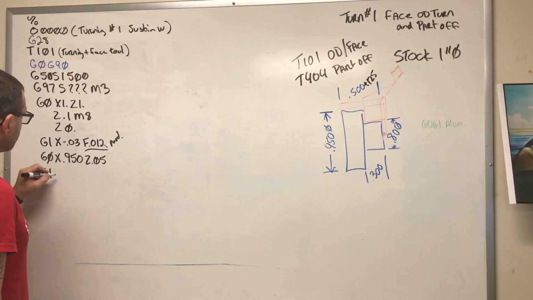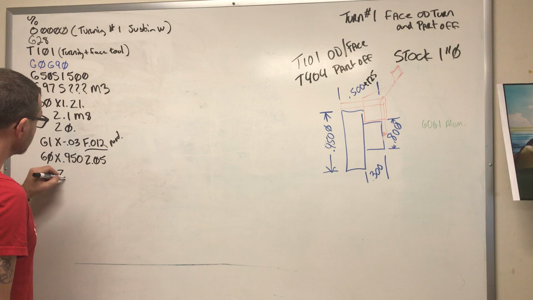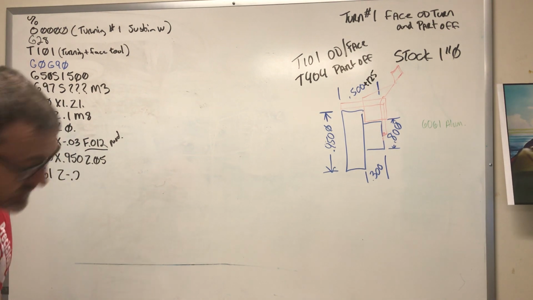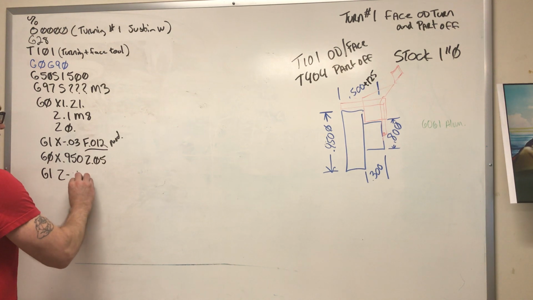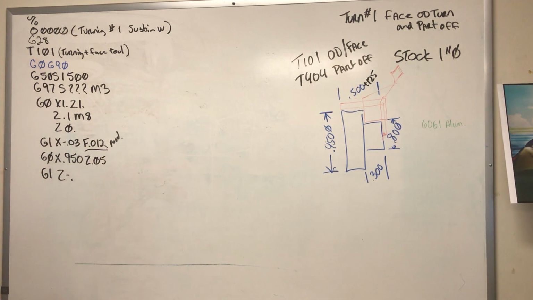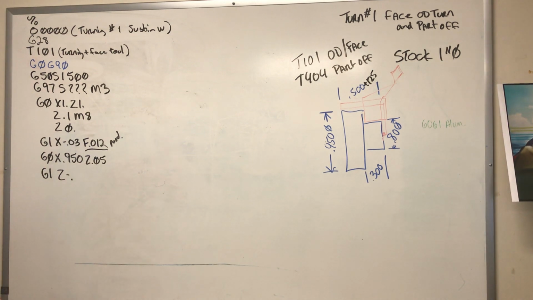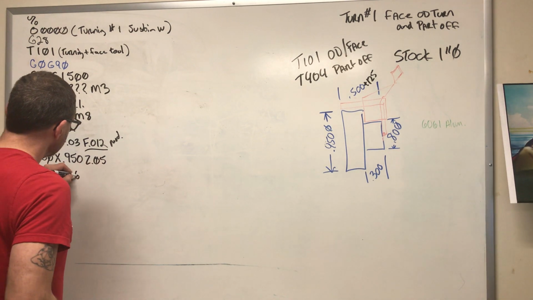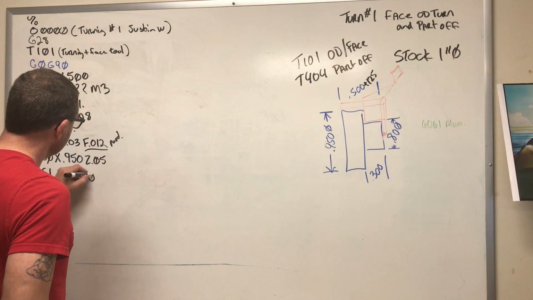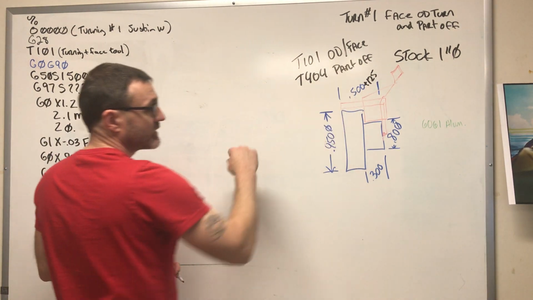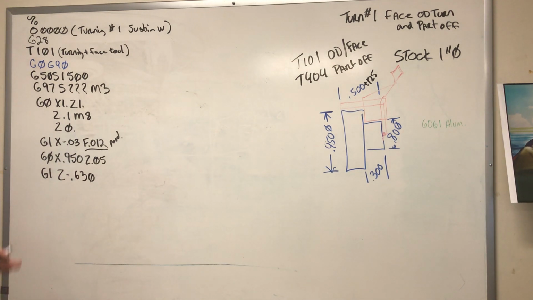Okay. So now I'm going to go Z minus 0.630, because earlier I already told you that our part off tool is 125 wide. That's our standard part off tool. 630 will move me the 500 that I need plus my 125, and I gave myself just 5 thousandths to have a little bit of safety there.